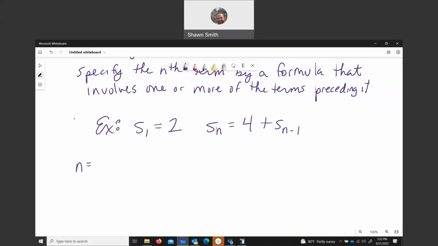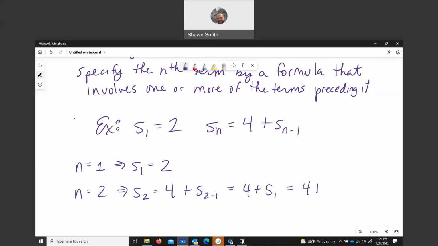So this is very simple to do. N is equal to 1. This is S1, which is 2, right? N is equal to 2. This means S2 is equal to, follow the formula and just put in 2 for n. This is 4 plus S of 2 minus 1, which is 4 plus S of 1. S of 1 was defined to be 2. So this is 4 plus 2, which is 6.